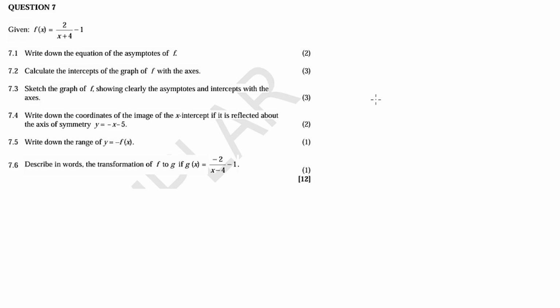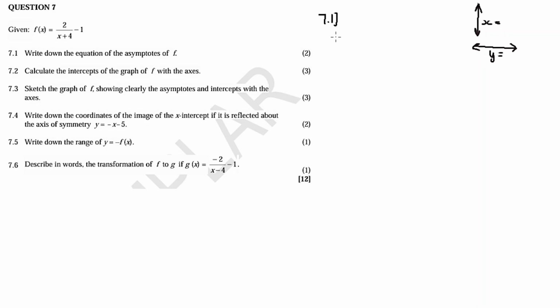So our question 6, f of x. For the first one, they want us to write down the equations of our asymptotes. How many asymptotes do we have? Two. We have the vertical asymptote, which is x equal to, and the horizontal asymptote, which is y equal to.